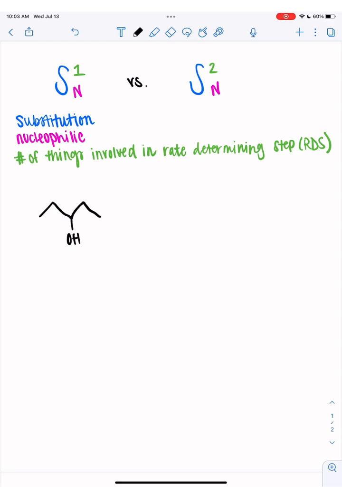If 2 things are involved in the rate-determining step, such as an SN2, that means that the nucleophile will come in and kick out the leaving group to avoid the formation of the carbocation. Anytime a carbocation formation or avoidance of a carbocation formation is involved in a step, that means that that is the rate-determining step.